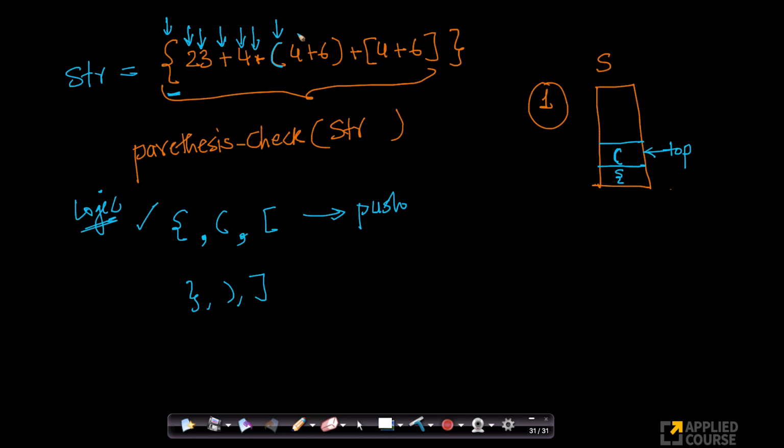Right? Now I see 4. I don't care, because it is not a parenthesis. Again, I'm going one after the other in the string, each character I'm going through. This I don't care. Next, I get a closed brace.